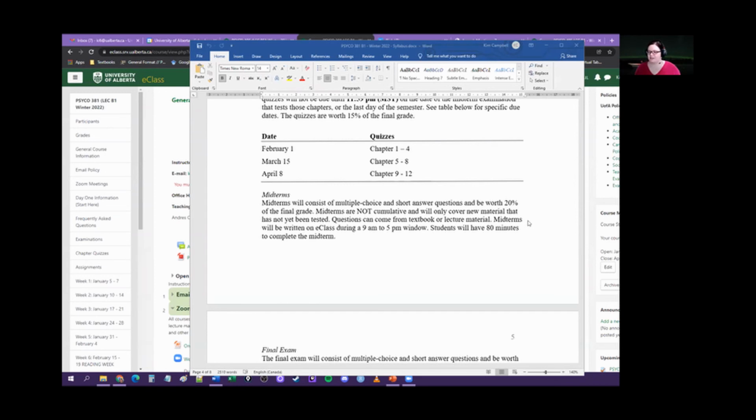And they're going to be 80 minutes long, so you have 80 minutes to complete it during that window. And again, all of those bits of information are reiterated on our eClass because I've actually already set up our midterms. So you can see the 2 midterms that we have.